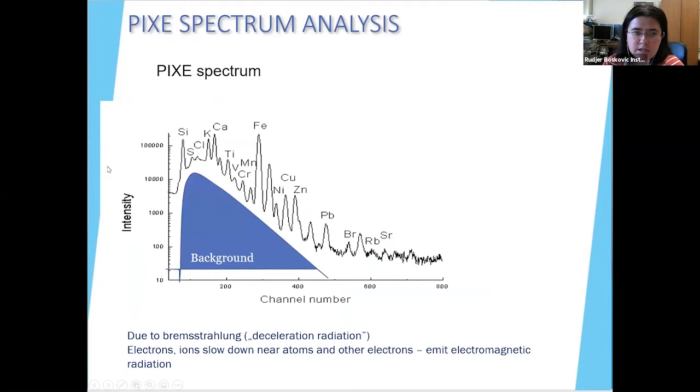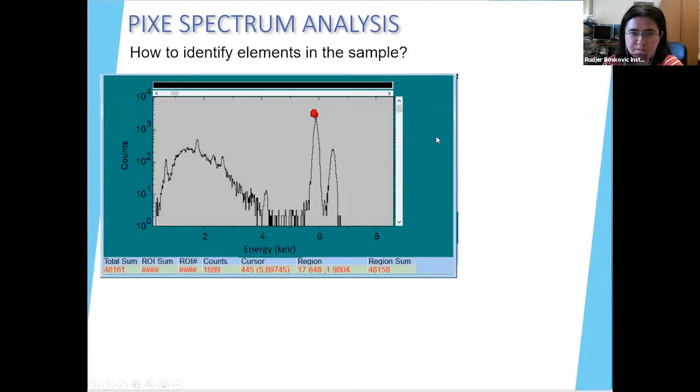So this is what the PIXE spectrum looks like. Usually peaks are situated on a background, which is due to Bremsstrahlung, because the electrons and ions slow down in the sample and emit continuous electromagnetic radiation that produces this background in the region of lower Z elements.